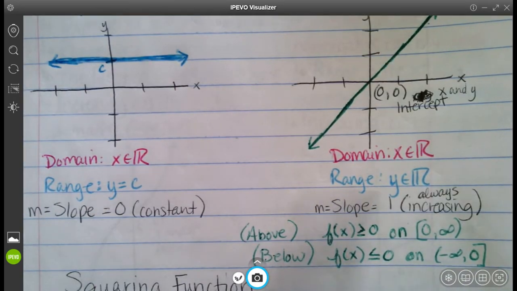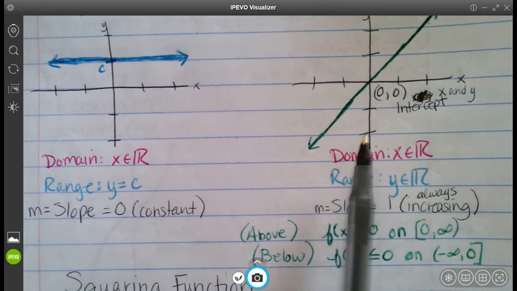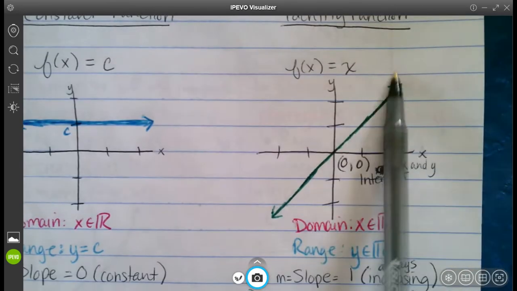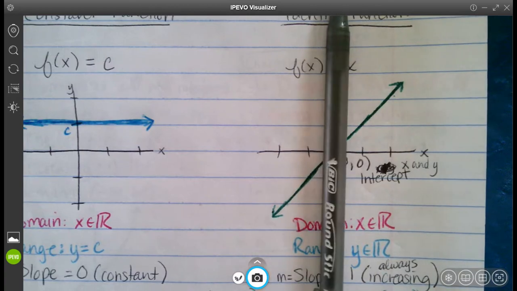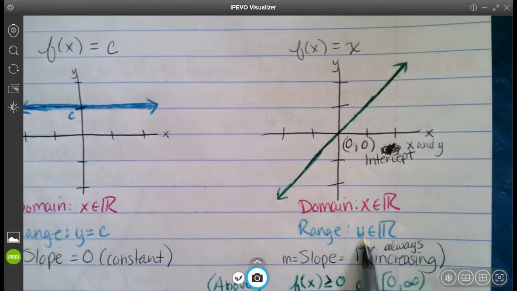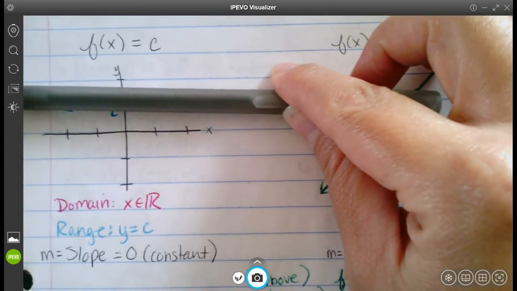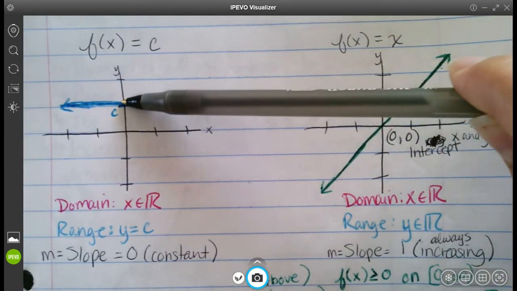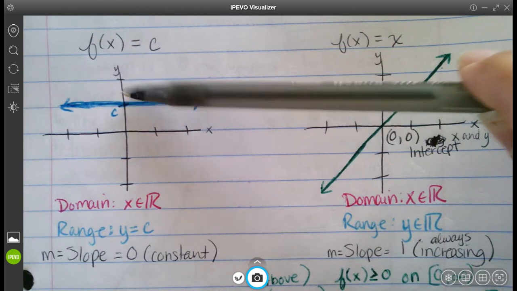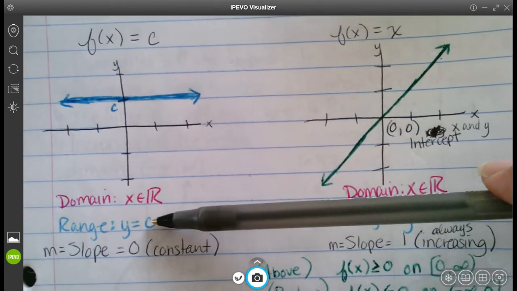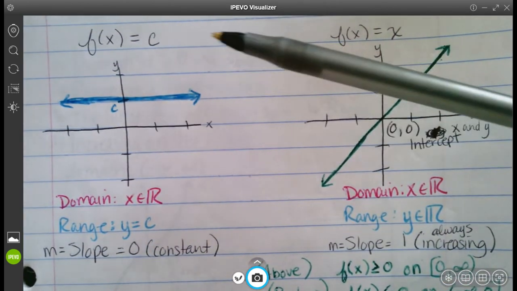The range is a little bit different because for our identity function, so for this guy, it is going forever up and down, so it's also going to be all real numbers. This one is only going through that one point right here on y. So y is only going to be equal to this number, whatever that is. So for the range, y equals c, whatever c is.